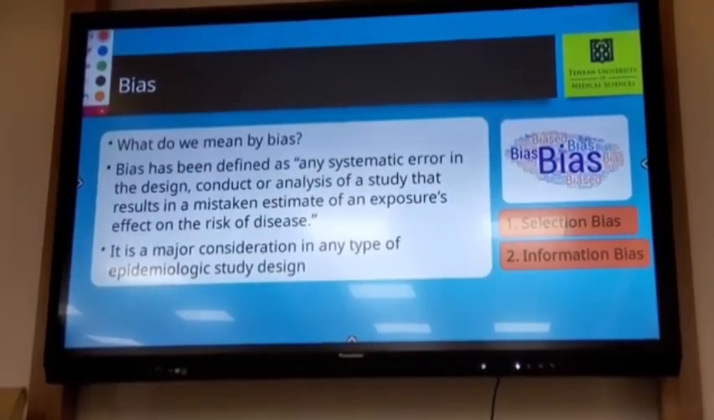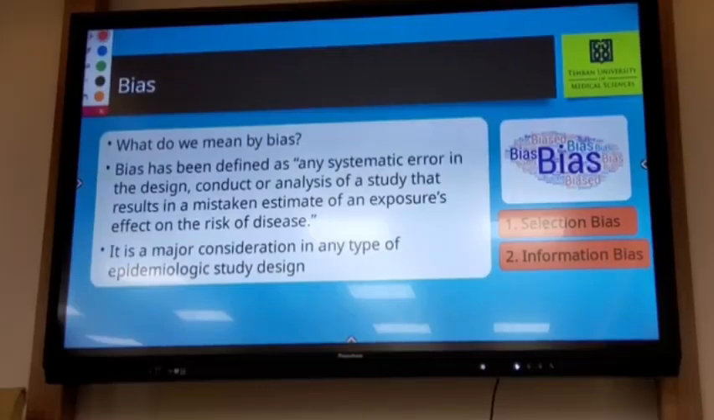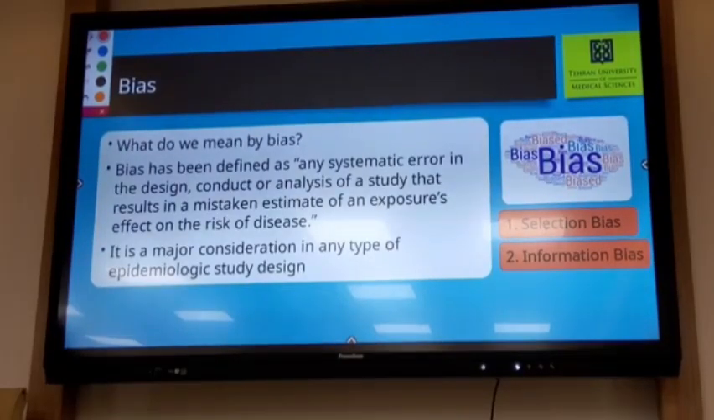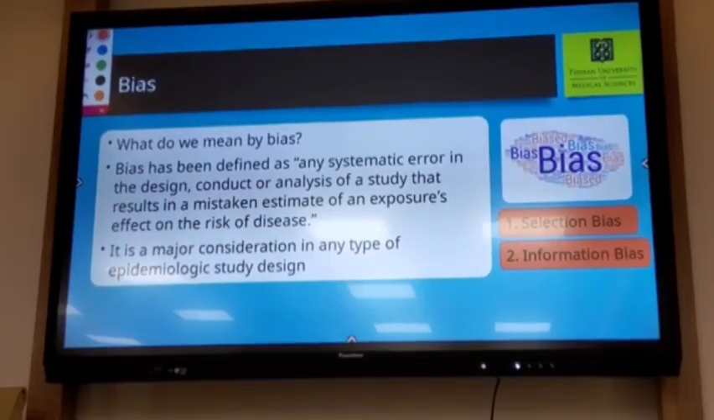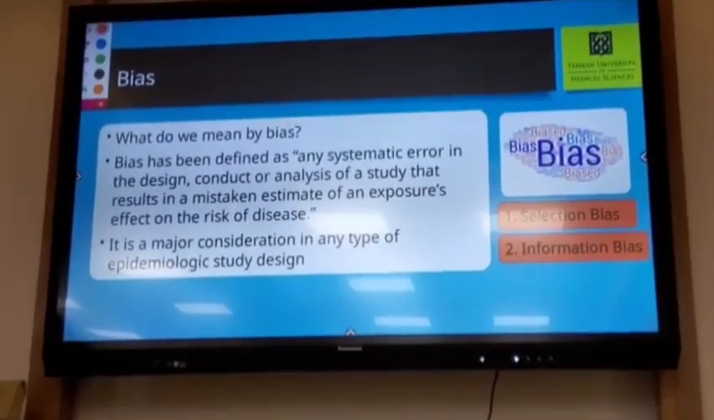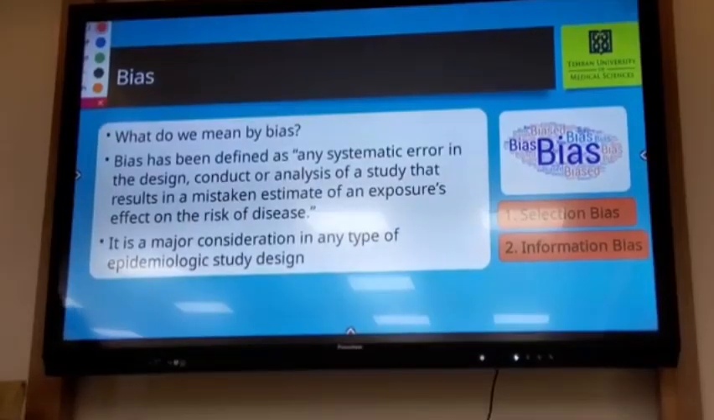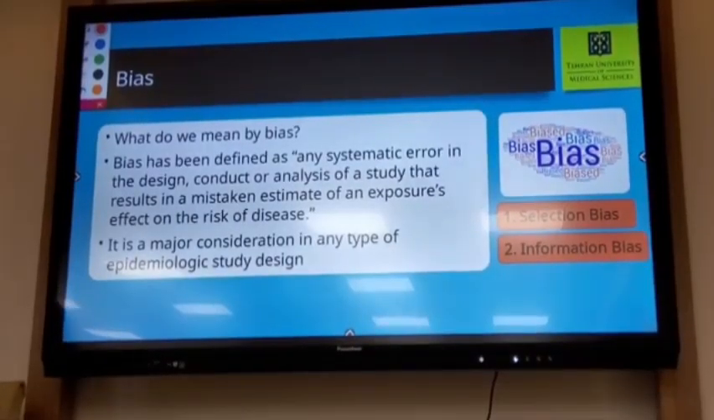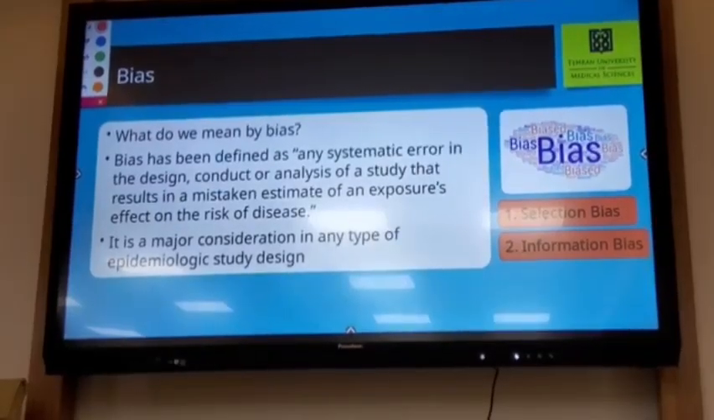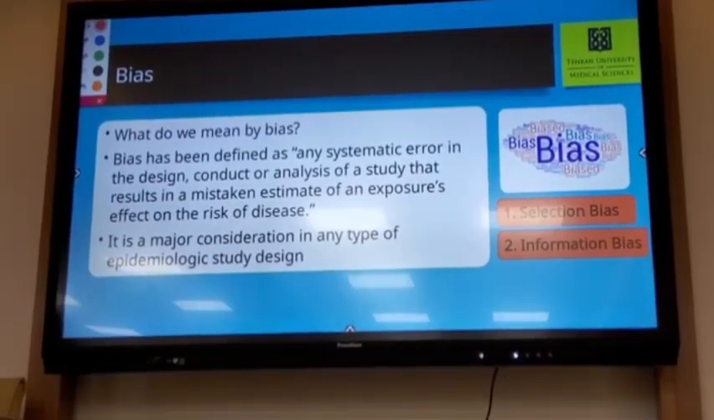What is the question of an analytical study? Is this related to that or not? Yes, what is the cause? But the question is really in this format: is smoking a cause of cancer? And the answer should be yes or no.